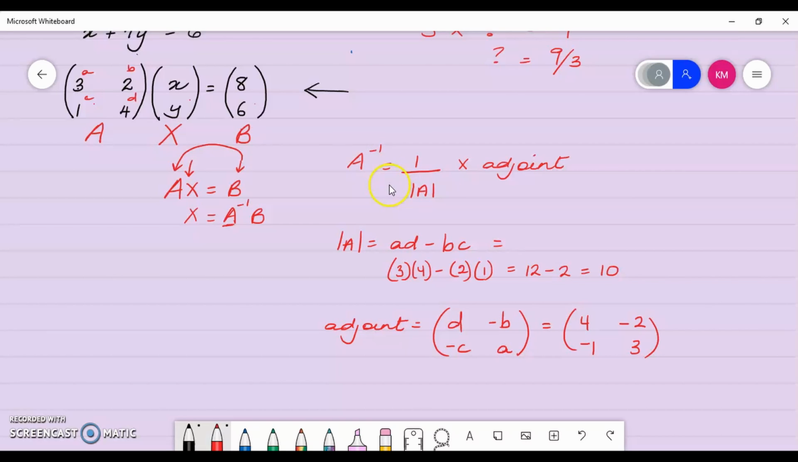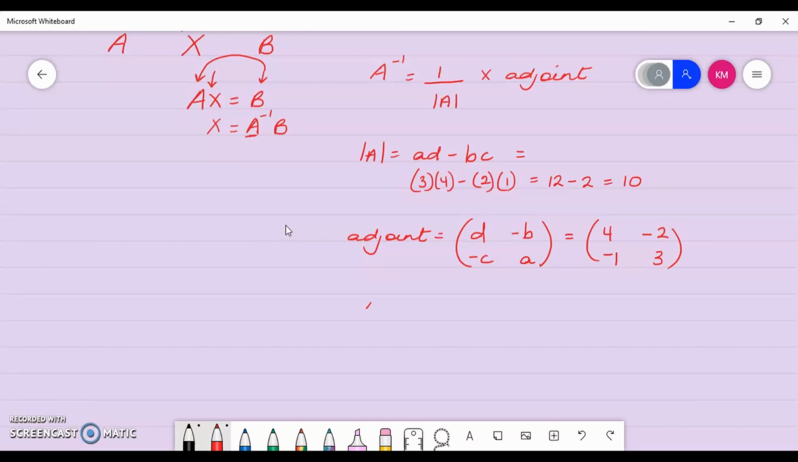Let's plug it in and work out what our A inverse is. So we write here, A inverse is going to be 1 over our determinant, which is 10. Remember, it's 1 over your determinant. So it's going to be 1 over 10 multiplied by your adjoint, which we just worked out as this. So let's simplify it. 1/10 multiplied by each one of those elements. We're going to get 4 over 10, -2 over 10, -1 over 10, and 3 over 10.